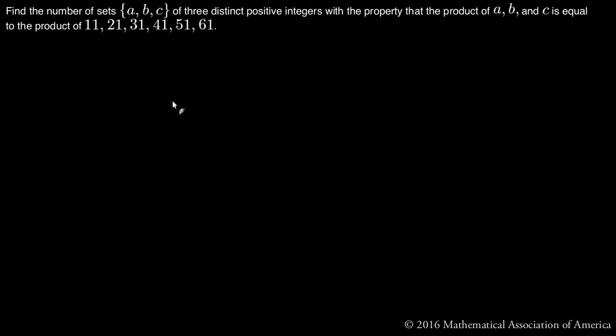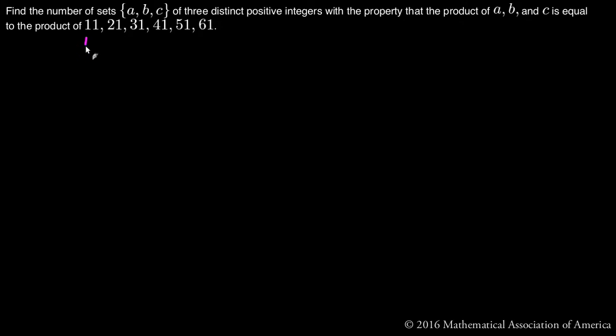Alright, on to another fun number theory counting AIME problem, 2016 AIME 2, question 8. Find the number of sets A, B, C of three distinct positive integers with the property that the product of A, B, and C is equal to the product of all of these. And so they're distinct positive integers, which means I'm going to look at the prime factorization of each of these.